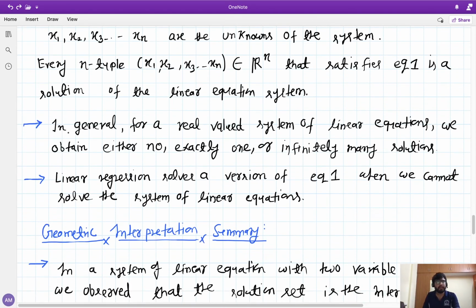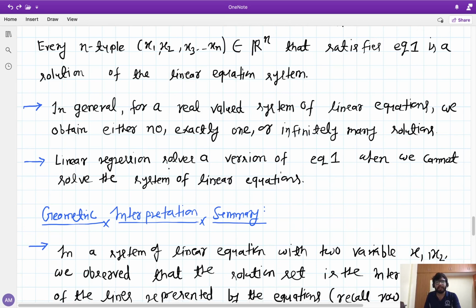So in general, for a real valued system of linear equations, there are three possibilities: either there is no solution, exactly one solution, or infinitely many solutions. We'll look into it. I'll explain this line.